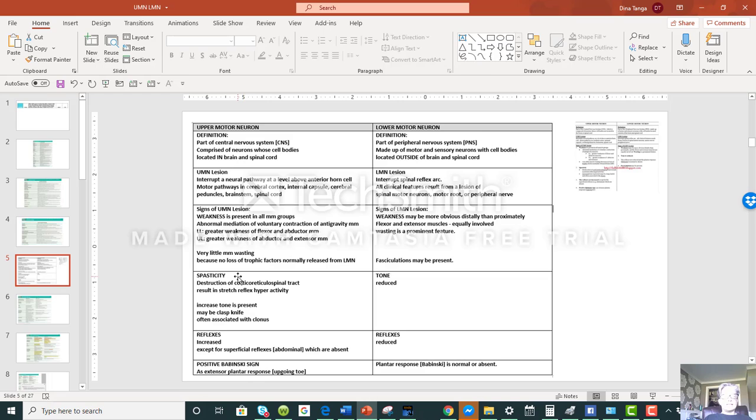Upper motor neuron spasticity. You're going to have destruction in the cortico-reticulospinal tract. Cortico-reticulospinal tract spasticity, which results in a stretch reflex hyperactivity. Increased tone is present, may be clasp knife, often associated with clonus. So you're going to have a lot of spasticity. You're going to have spasticity develop with an upper motor neuron lesion.